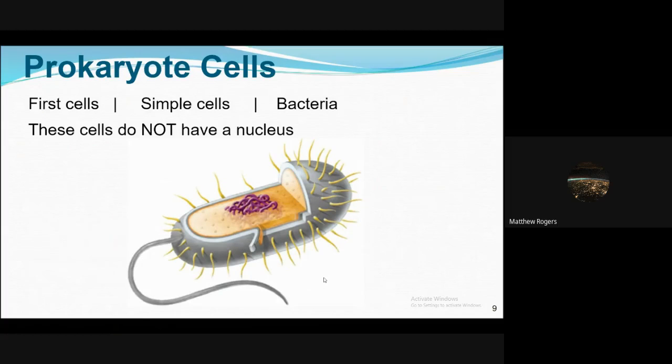Prokaryotes. So we kind of talked about prokaryotes before. I want to make sure that we're good on them. Prokaryotic cells are the first kinds of cells that ever existed on Earth. They are simple cells. They do not have as much complexity as eukaryotic cells. Bacteria are always prokaryotic cells, and these cells do not have a nucleus.